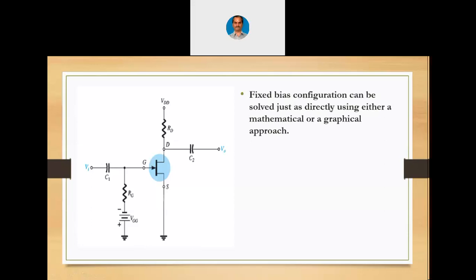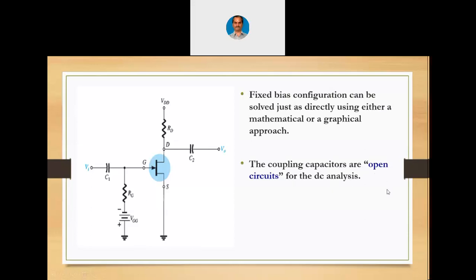So fixed bias configuration can be solved just as directly using either a mathematical or a graphical approach. This circuit is a simple circuit. We can directly apply a mathematical approach here as well, and I am going to show you that. Or we can use a graphical approach also.